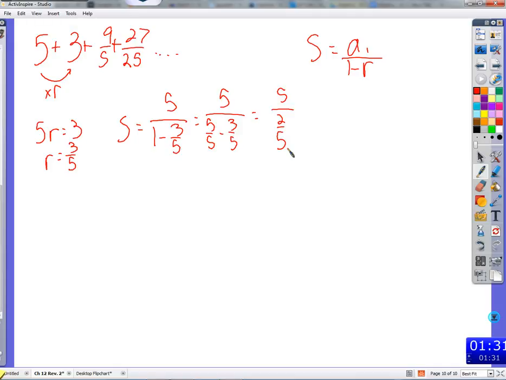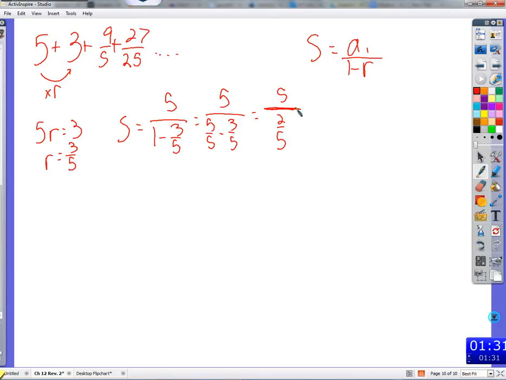So far so good? Make sense? Any questions so far? So plug in an a sub 1 of 1, plug in an r. Do 1 minus r, we've got to get a common denominator, so we get 2 fifths. How am I going to do 5 divided by 2 fifths?